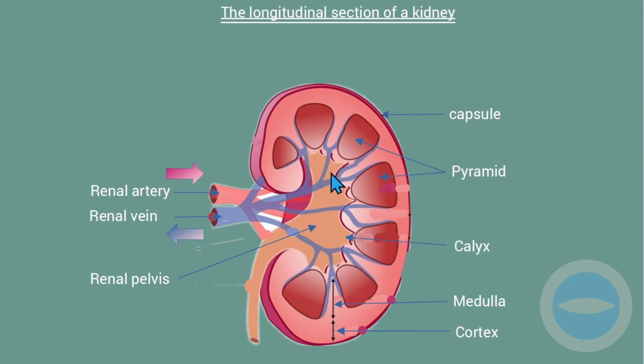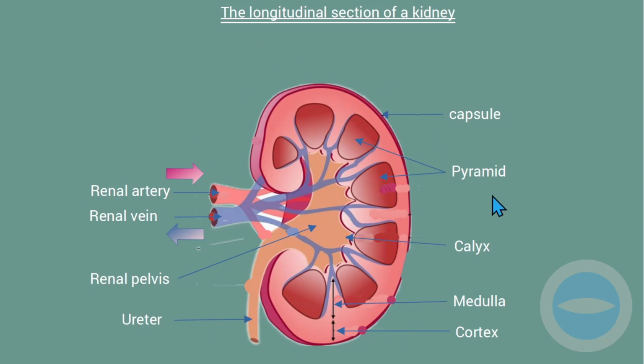So as the urine is collected in each part, this urine will travel and then move out of the kidney via the ureter. So I showed you the ureter in the urinary system. This is the ureter. It carries the urine from the kidney to the bladder. So these are the parts of the kidney that you must understand, and you must know how they work.